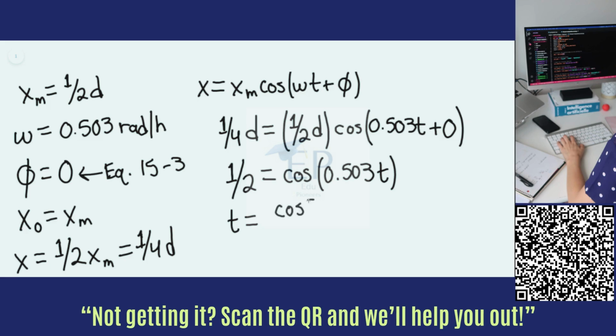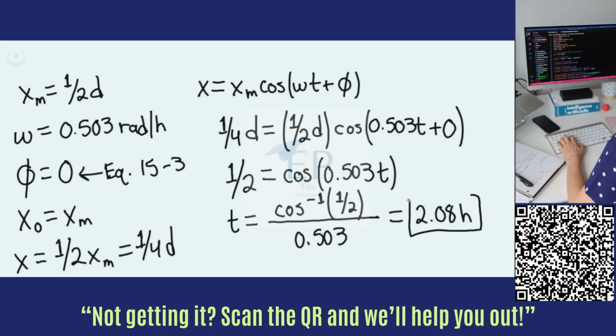And then t is essentially going to be equal to arc cosine of 1/2 divided by 0.503, and t is going to be 2.08 hours. This would be our final answer.